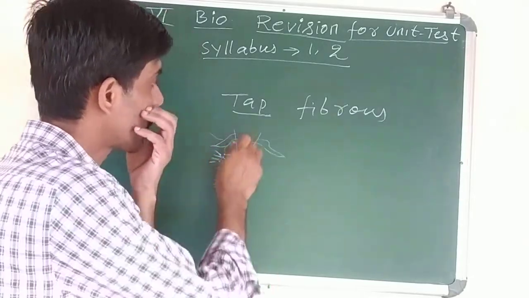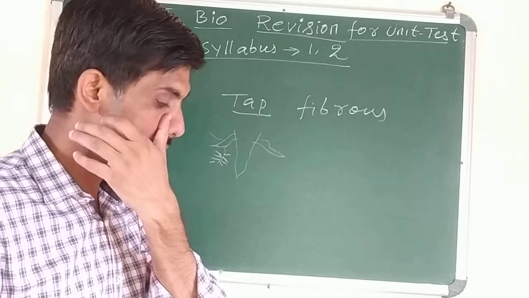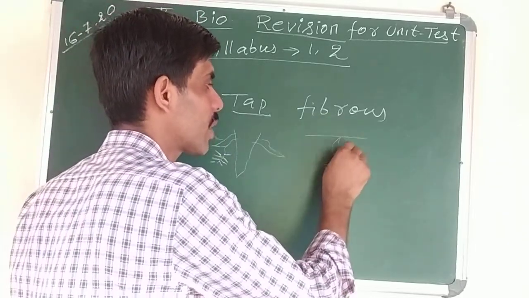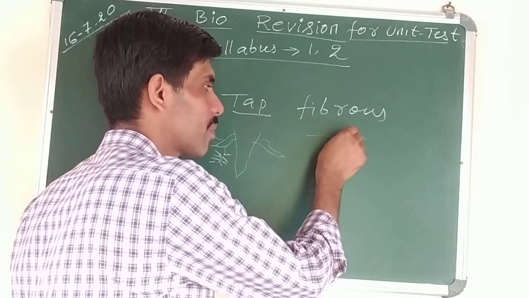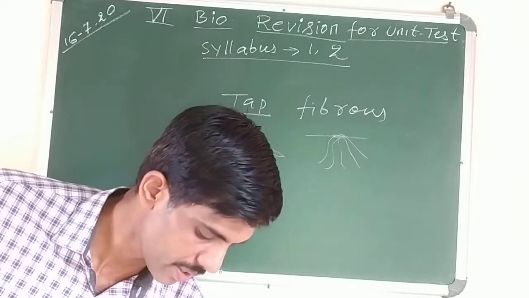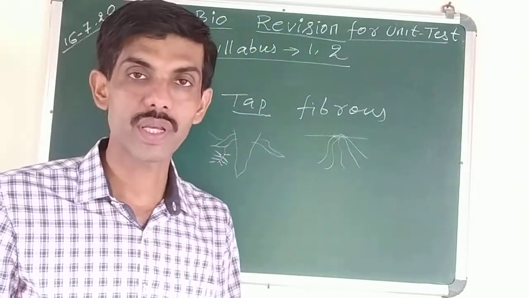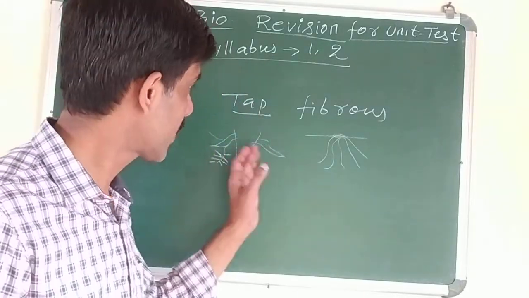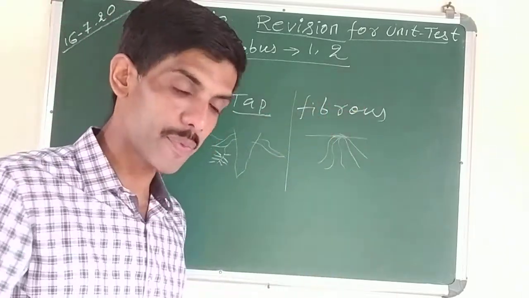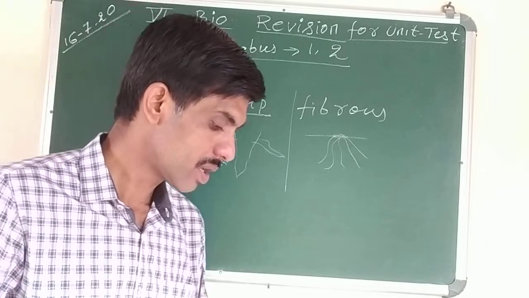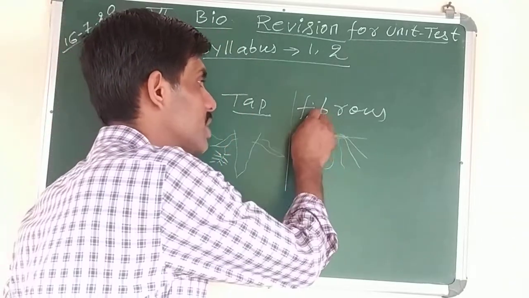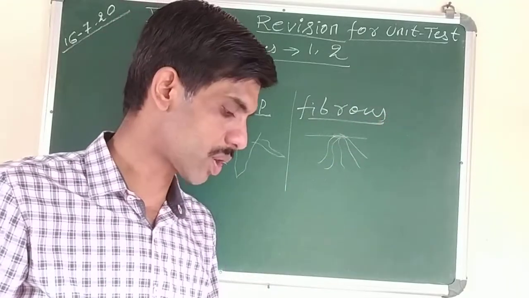It is found mostly in dicot plants, whereas fibrous root system is the one in which many roots of equal length and size arise from the base of the stem. They are of the same size, just like a bunch, and it is found mostly in monocot plants. So you can learn the differences between tap root and fibrous root system. Tap root system is found in dicot plants, and fibrous root system is found in monocot plants.